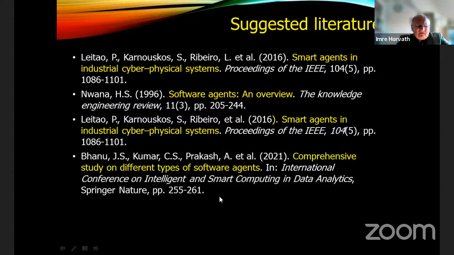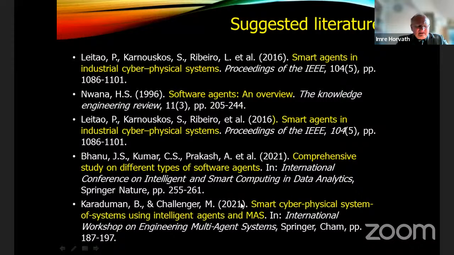I don't know why it happened, but the next one is a comprehensive study on the different types of software agent. Here is something you will hear in the next part of my presentation. And finally, a paper titled Smart Cyber Physical System of Systems using intelligent agent and multi-agent system is something that might be important for you.